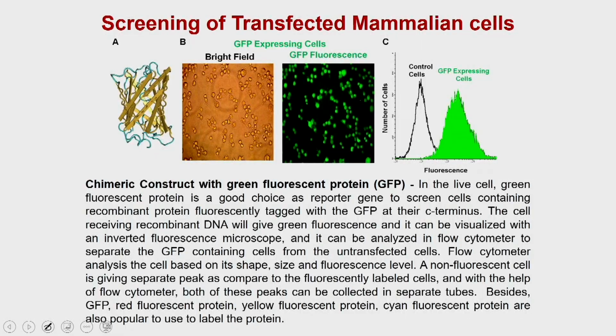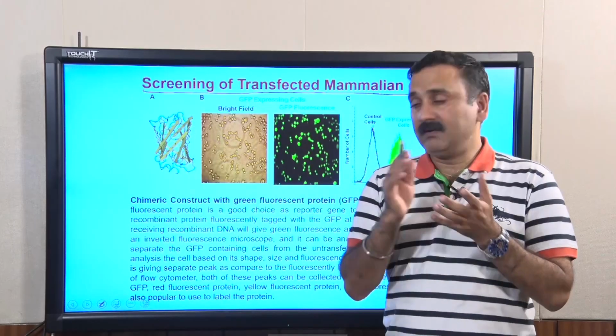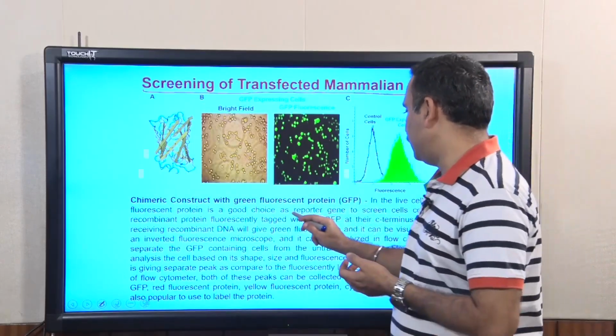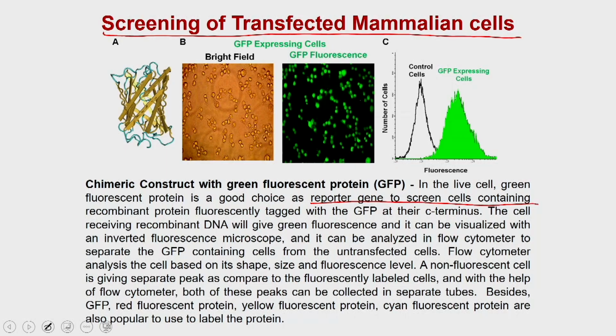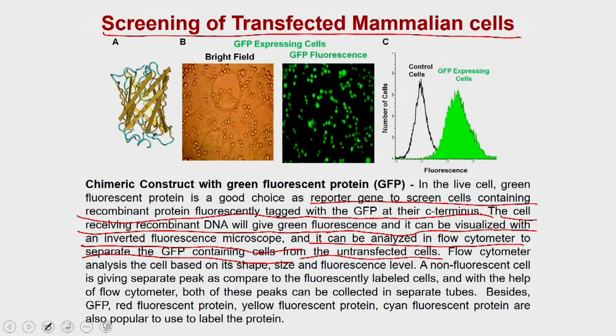Now, let us move on to the next approach. The next approach is that you can express the green fluorescent protein in the cell. The green fluorescent protein is a reporter gene to screen the cells containing the recombinant protein fluorescently tagged with the GFP at their C terminus. The cells receiving recombinant DNA will give green fluorescence, and it can be visualized with an inverted fluorescence microscope, or it can be analyzed in flow cytometry to separate the GFP containing cells from the untransfected cells. GFP is a green fluorescent protein, and it gives green fluorescence.